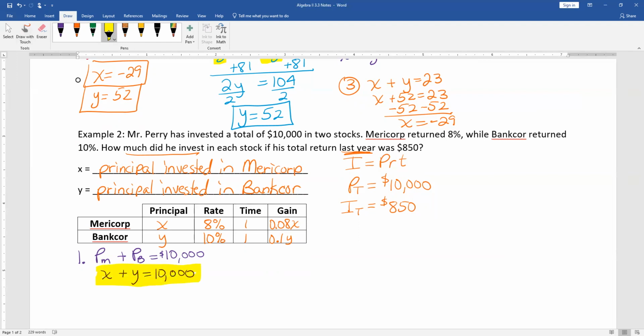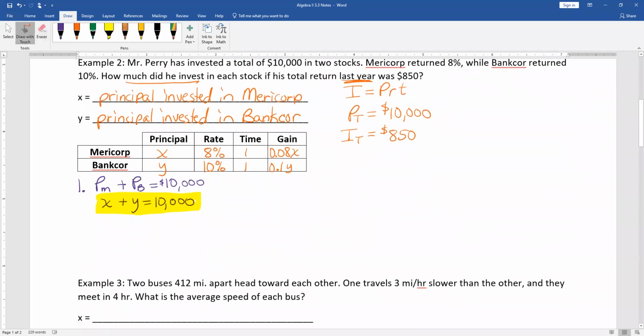All right, let's look at the next one. The second one is the total, because we need to figure out what the principal is based on the gains that were made. So the second equation, I think my internet's, there we go. I just need to get that to move up just a little bit. So this is our interest.